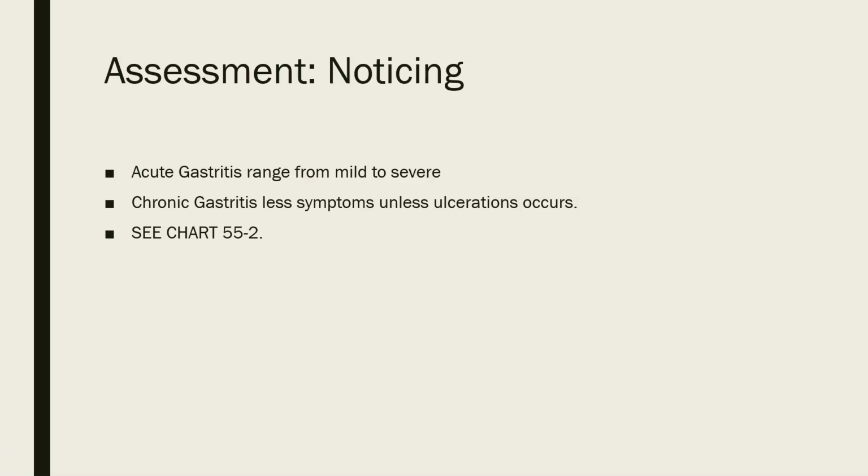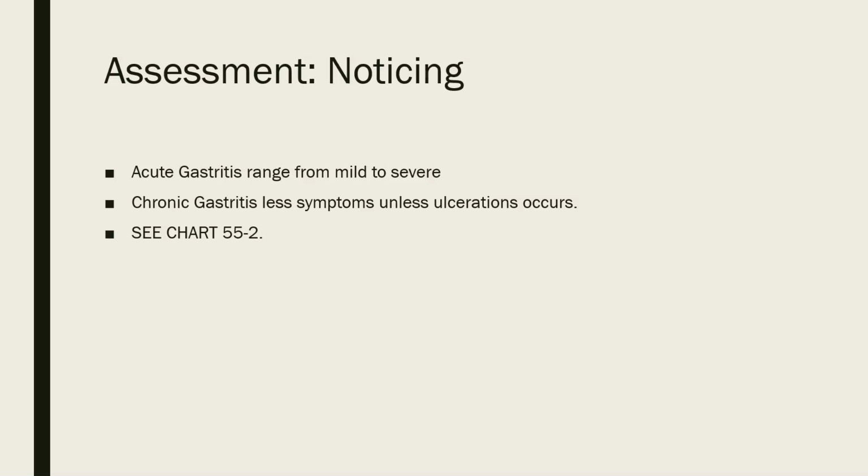Symptoms of acute gastritis can range from mild to severe. You want to always assess for abdominal tenderness and bloating. They may have hematemesis, or vomiting of blood, or melena, which is dark, sticky feces as evidence of blood in the stool. They look very tarry.